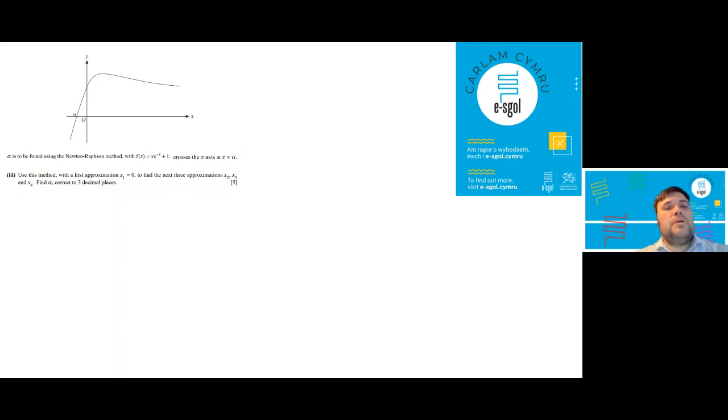with f of x equals x e to the minus x plus 1, crosses the x-axis at x equal to alpha. Use this method with first approximation x1 equal to 0 to find the next 3 approximations, and then find alpha to 3 decimal places.